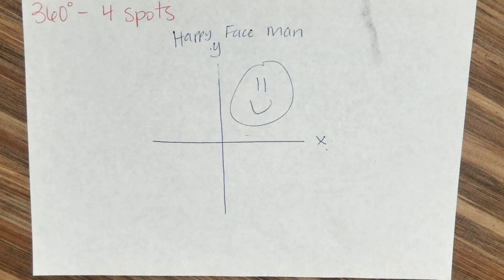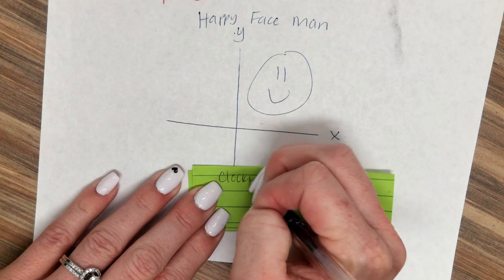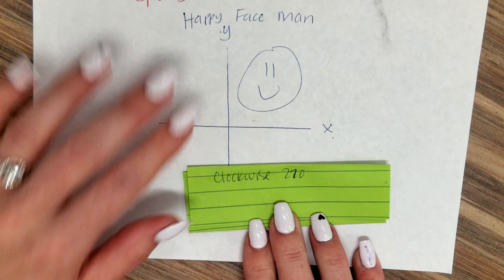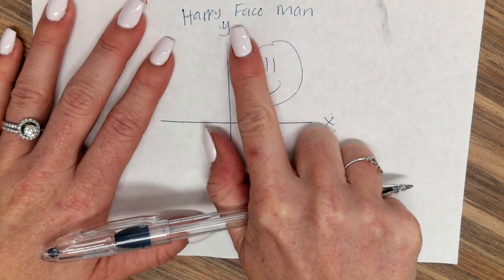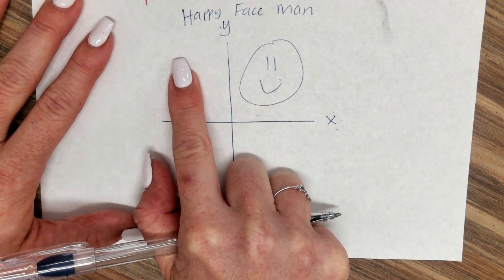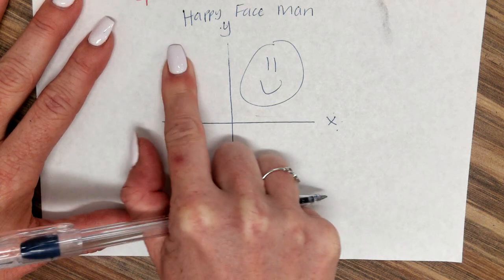Let's do 270 degrees. How many spots? Which way do y'all want to go? Clockwise? Let's go clockwise, 270 degrees. So clockwise, 270. How many spots? 3 spots. So clockwise, like a clock, 1, 2, 3. So I'm going to turn my paper and I'm going to put happy face in the top left.